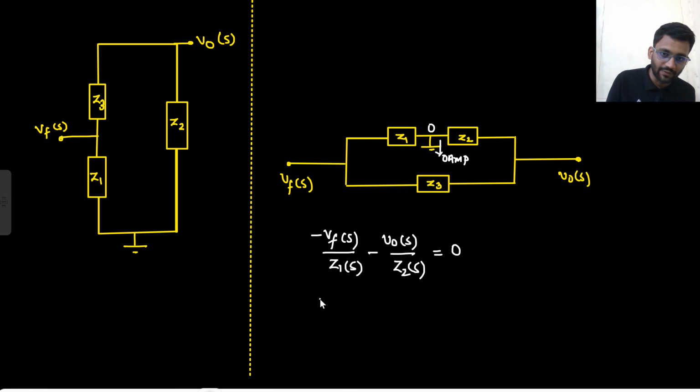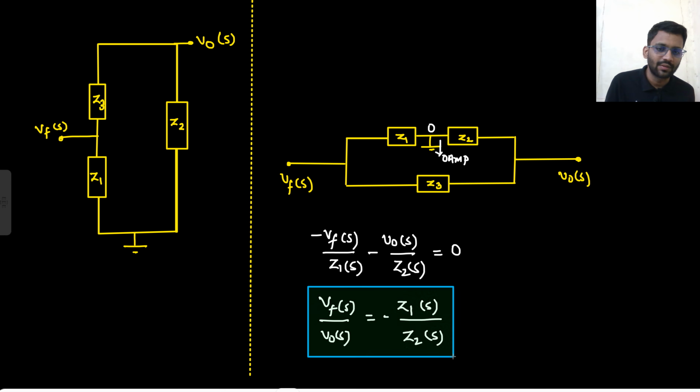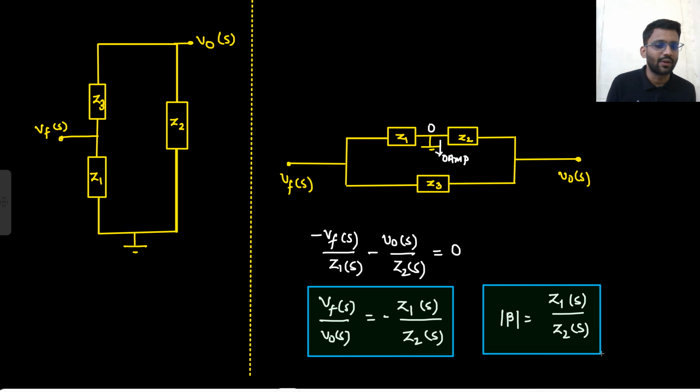So what you are getting as VFS by V naught S? That is minus Z1S by Z2S, right? So this is your beta, or you can say the magnitude of beta will be Z1S divided by Z2S. You are not going to remember whether it will be Z1S by Z2S or Z2S by Z1S. There will be a particular circuitry given. Based on that, you will find your feedback factor.